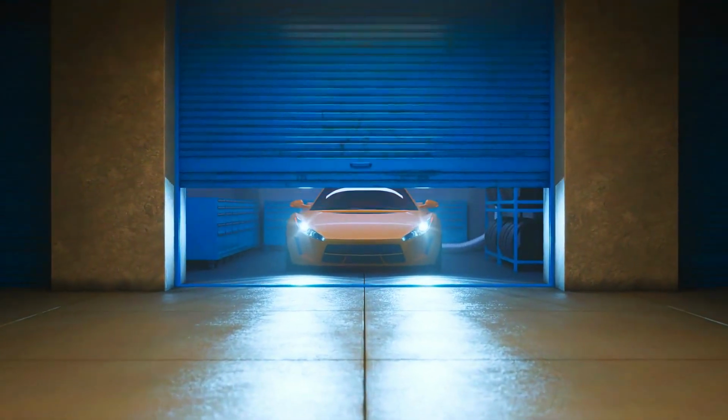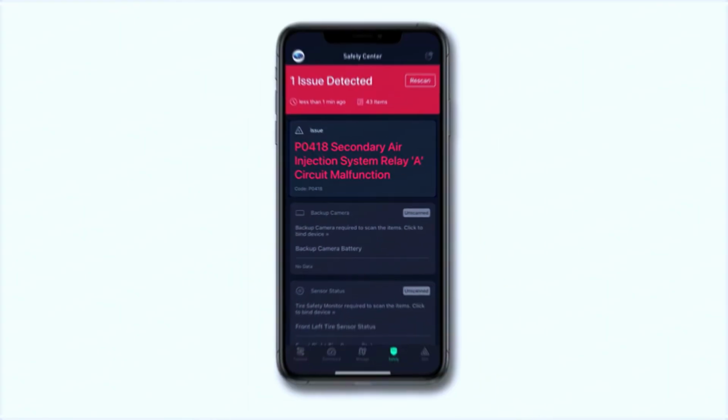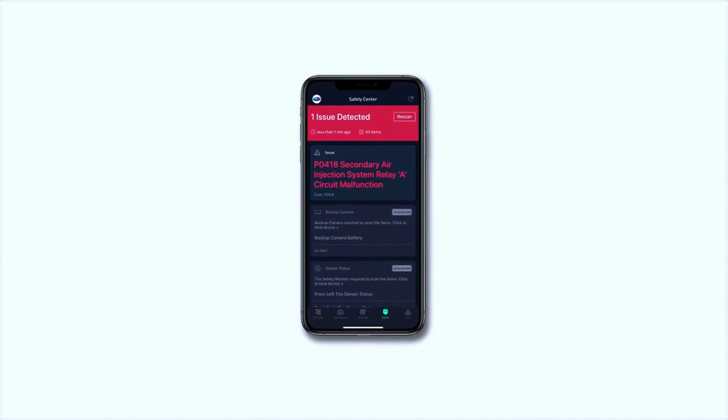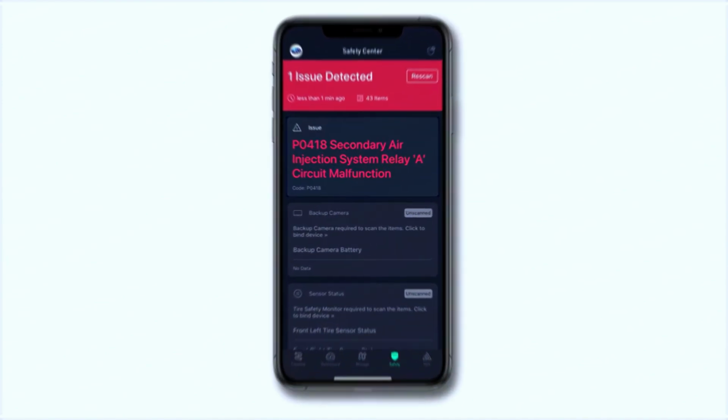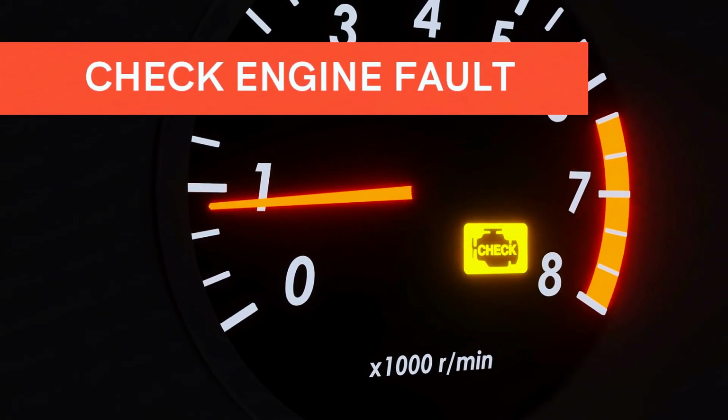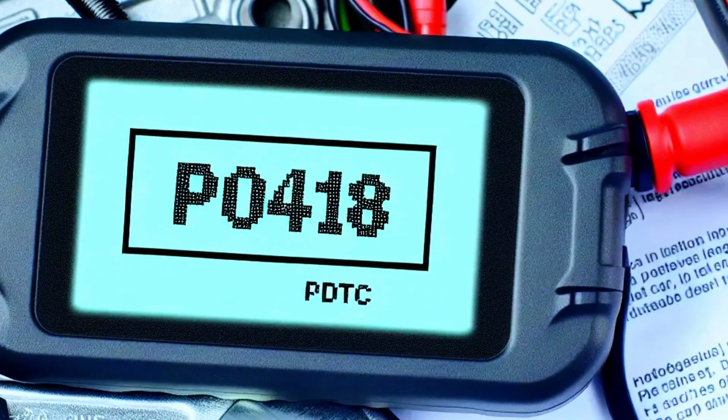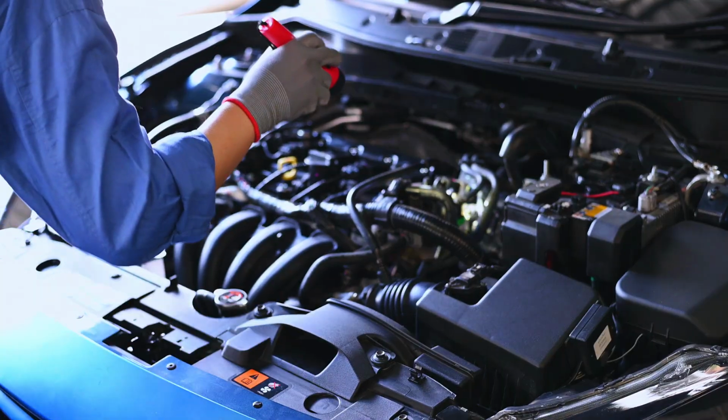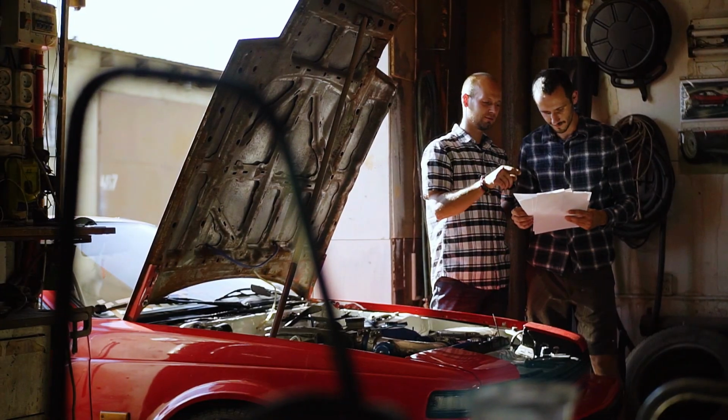Hey everyone, today we're tackling trouble code P0418, a common issue related to the secondary air injection system relay A circuit. If your check engine light is on and your scanner shows P0418, don't worry, we'll walk you through diagnosing and fixing it. Let's get started.